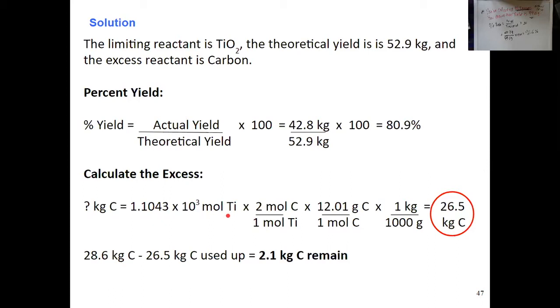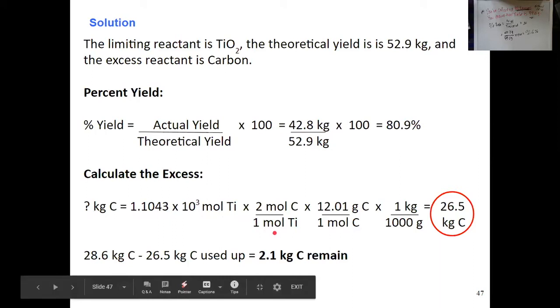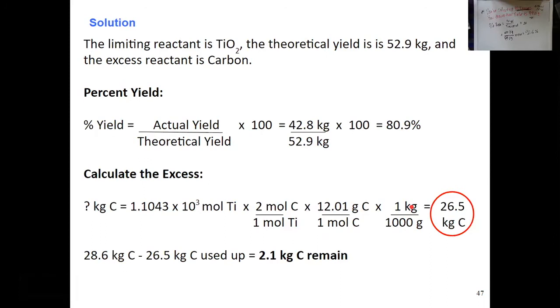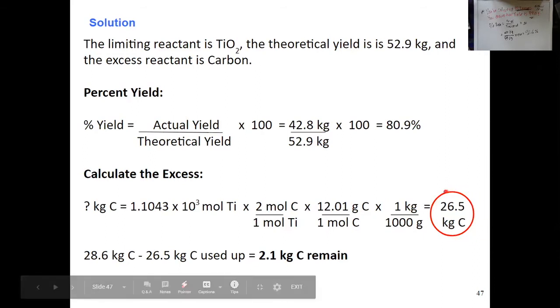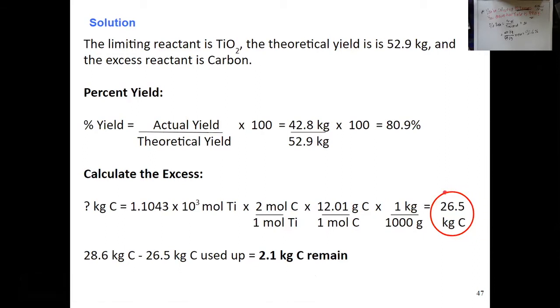Okay, so I can look back at my balanced equation and see that I have a ratio of 1 mole of titanium to 2 moles of carbon. Then I'll use my periodic table to convert moles of carbon into grams of carbon, then my metric conversion to convert from grams into kilograms. So by producing 1.1043 times 10 to the 3rd moles of titanium, I used up 26.5 kilograms of carbon.